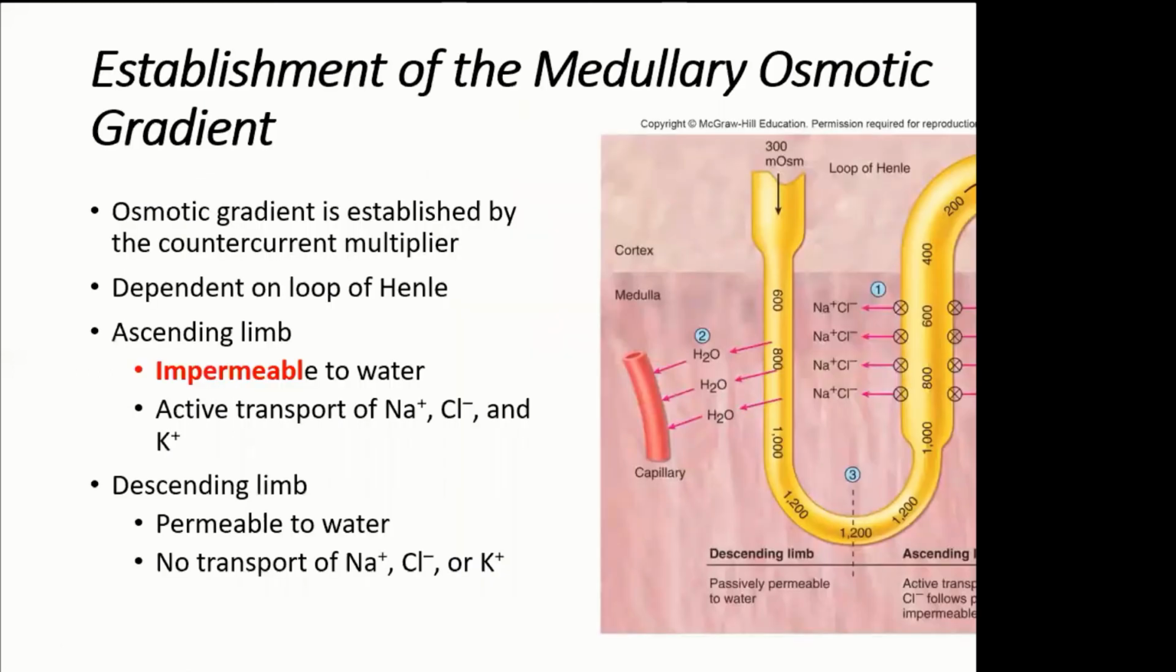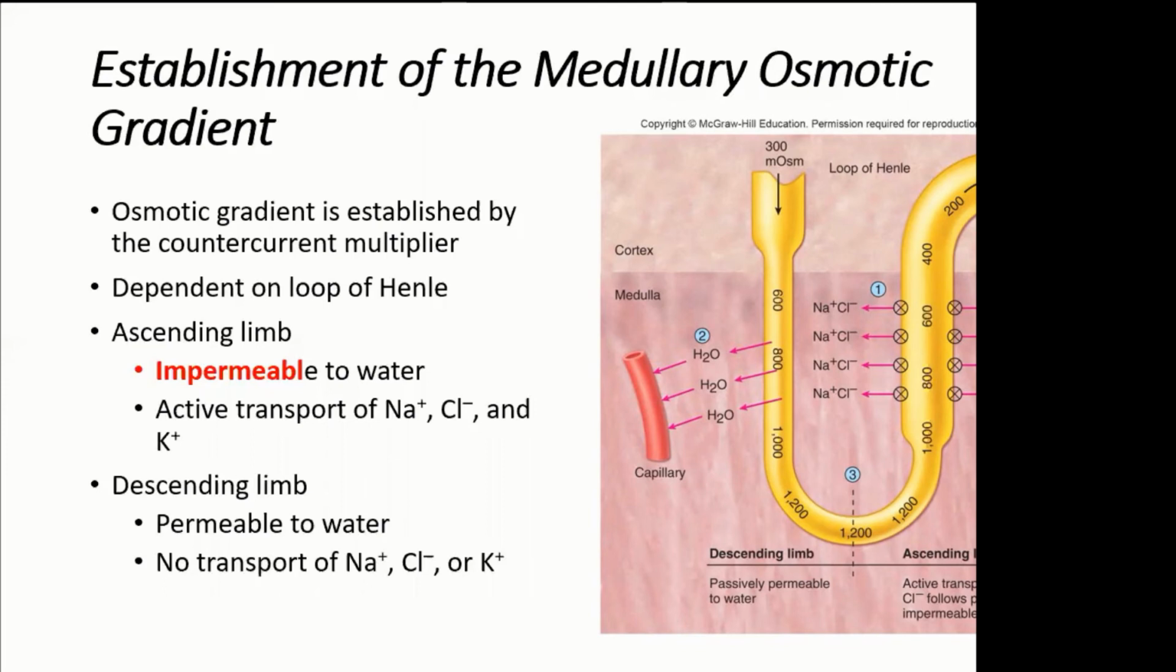Okay, so we call this sort of system in the loop of Henle the countercurrent multiplier. The reason we call it the countercurrent multiplier is that as we have fluid moving down our descending limb, that's one direction, and then the fluid loops and it's moving back up the other direction. So at any given moment, we have fluid moving in two directions through the medulla, and that's that countercurrent. So that's why it's the countercurrent multiplier.